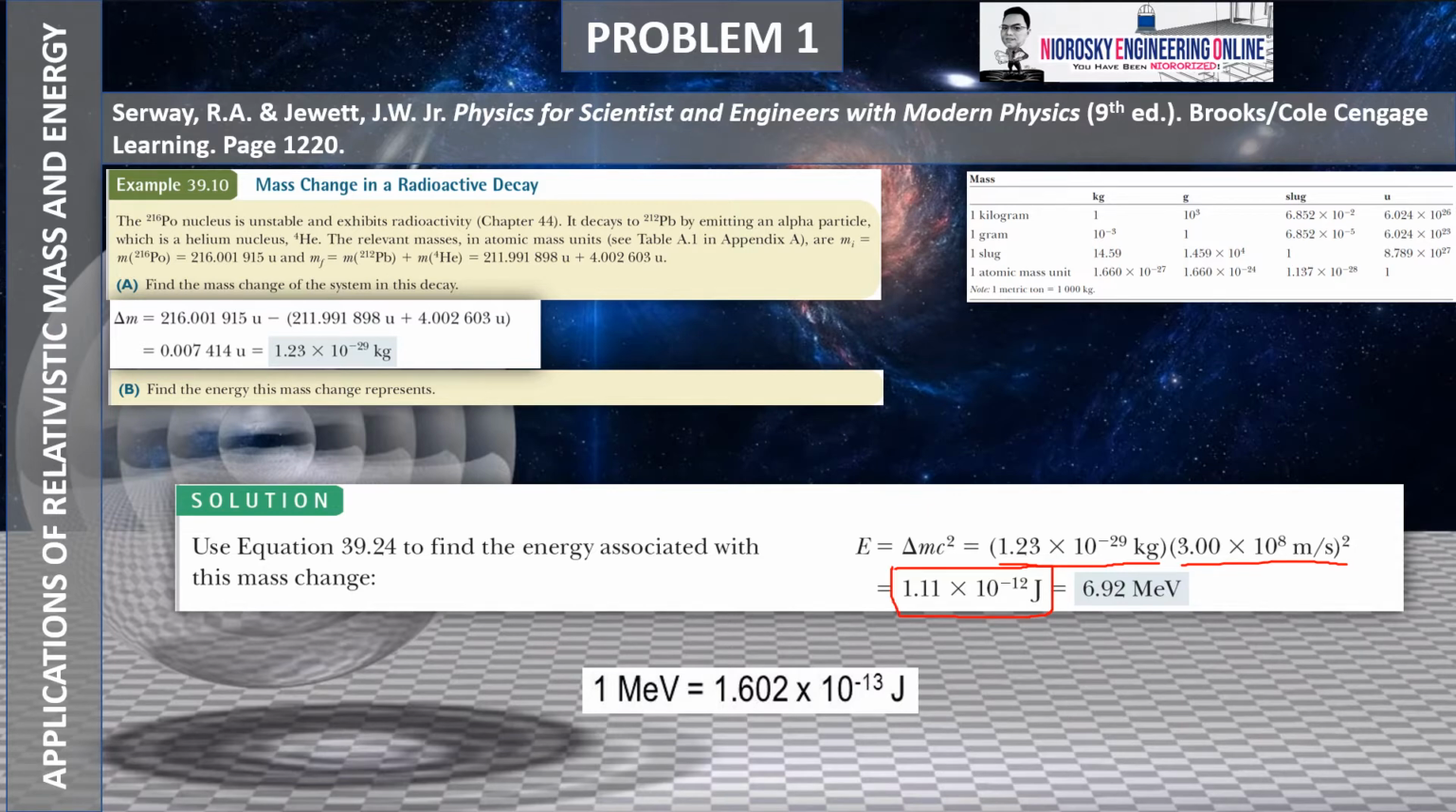Now, in conversion, 1 mega electron volt is equal to 1.602 times 10 to the negative 13 joule. So if we want to get the equivalent in mega electron volt, we divide 1.11 times 10 to the negative 12 by the value of 1.602 times 10 to the negative 13 joule, since that is 1 mega electron volt. And then we can now get 6.92 mega electron volt. So that is the answer on letter B.